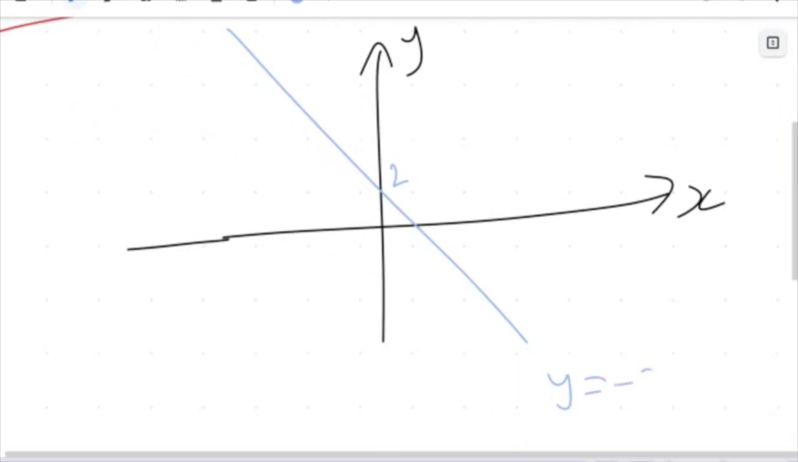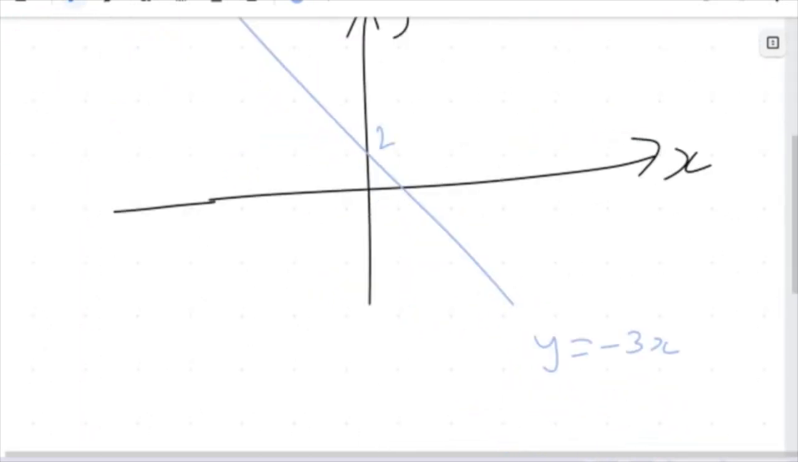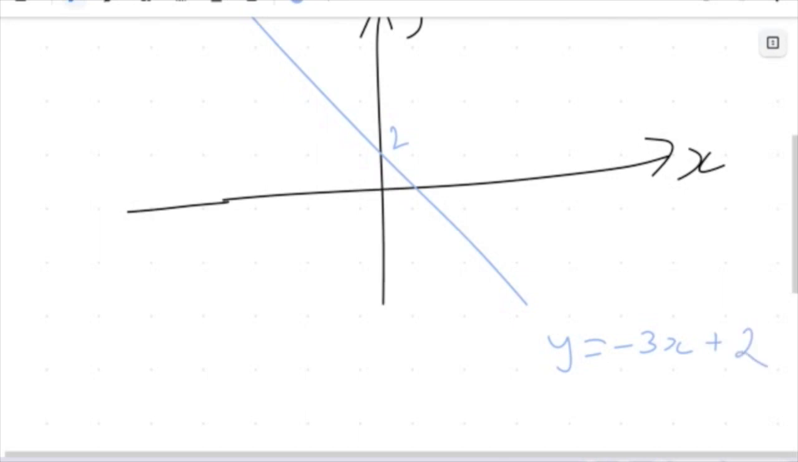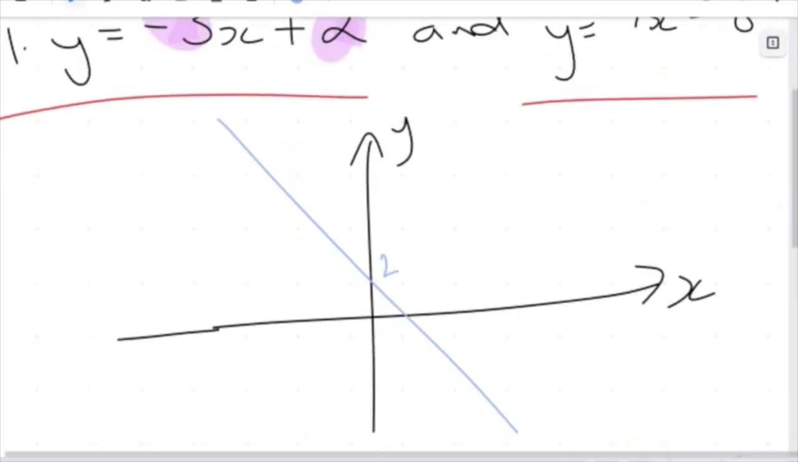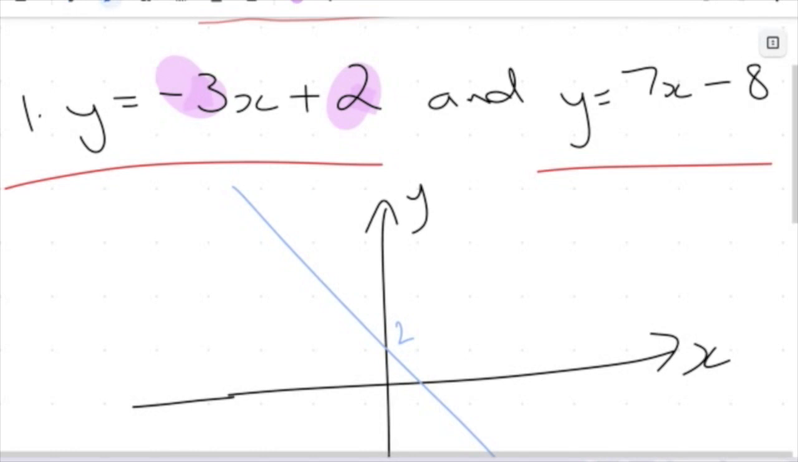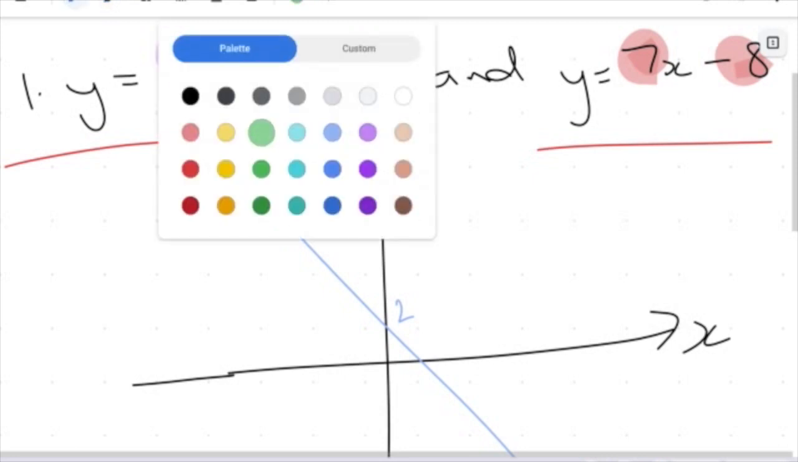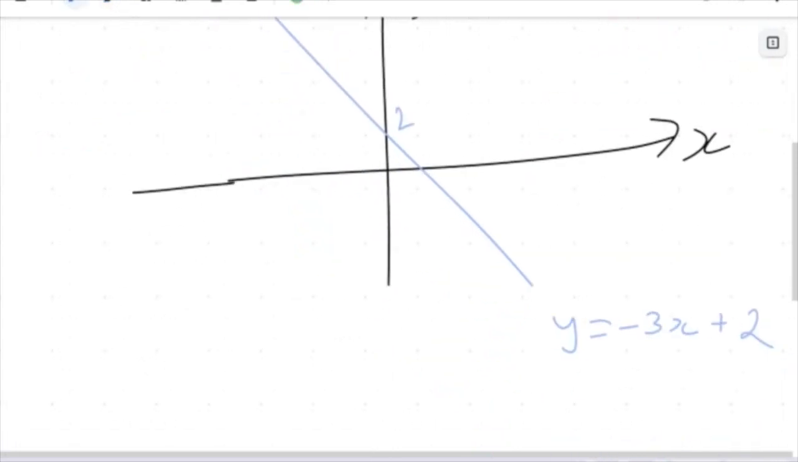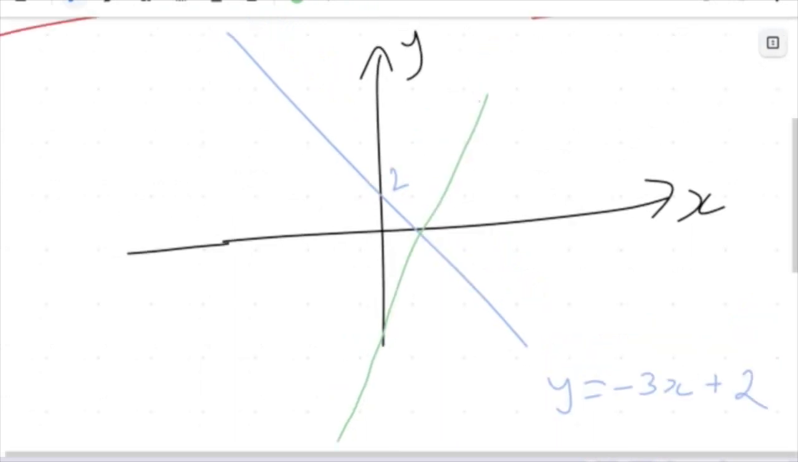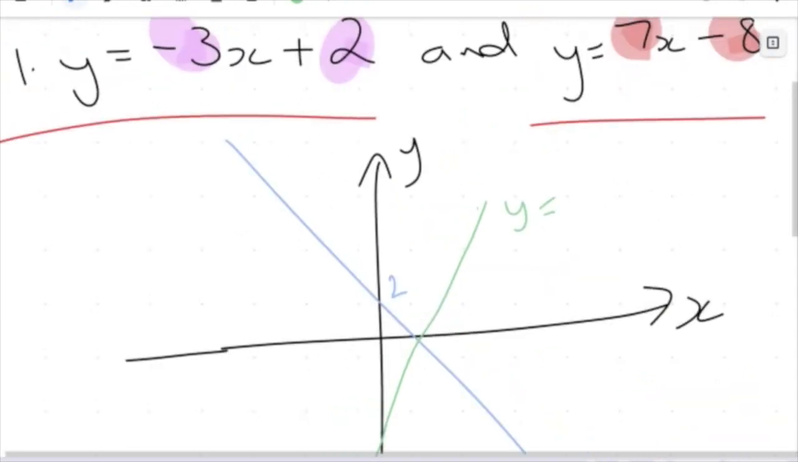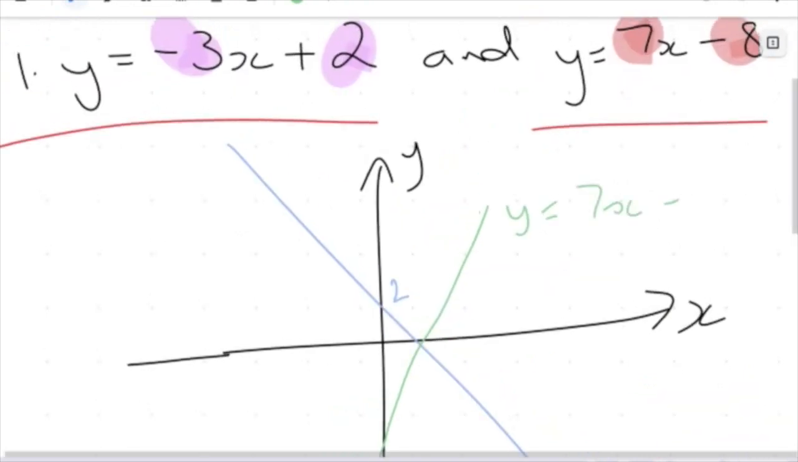This isn't an exact diagram of what these will look like perfectly. And we have, for my other one, a gradient of 7, so this is very steep in the positive direction, and a y-intercept of -8. So that one here is going to look something like, okay, down from -8, and it's sort of going to go up quite steeply.